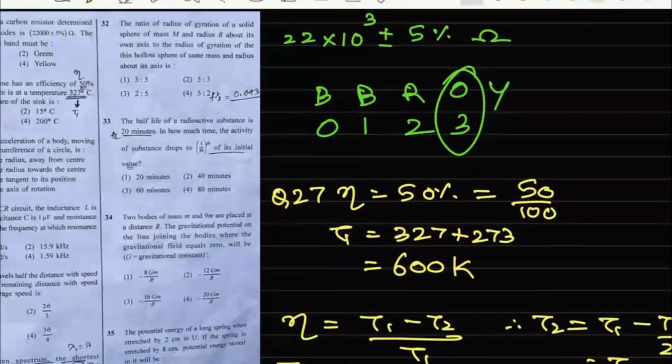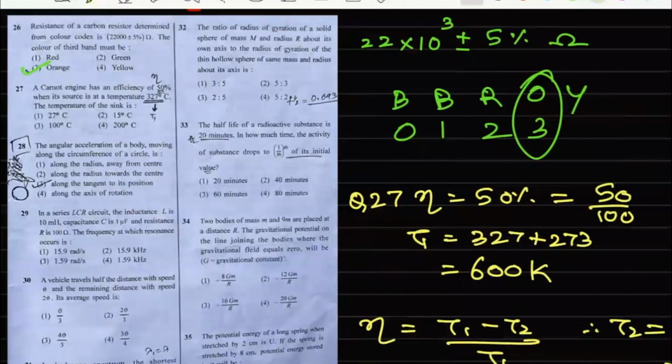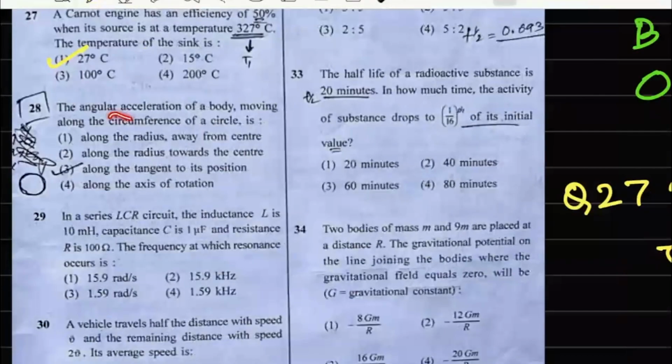So do they want it in Kelvin or Celsius? They want it in Celsius. So 300 minus 273. So this will give me 27 degrees Celsius. Okay. Theory question. The angular acceleration of a body, that means alpha, moving along the circumference of a circle. So what is the direction? I think they are asking. Along the radius, along the tangent, and it's along the axis, because alpha, omega, and theta, all three are given by the right hand thumb rule, and the direction of rotation is given by the curled fingers, and your thumb is pointing along the axis of rotation. So it is this 4.